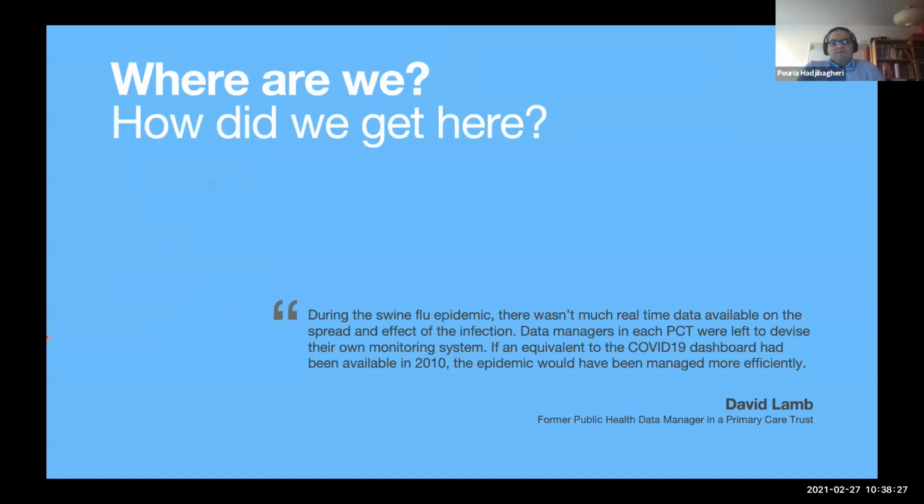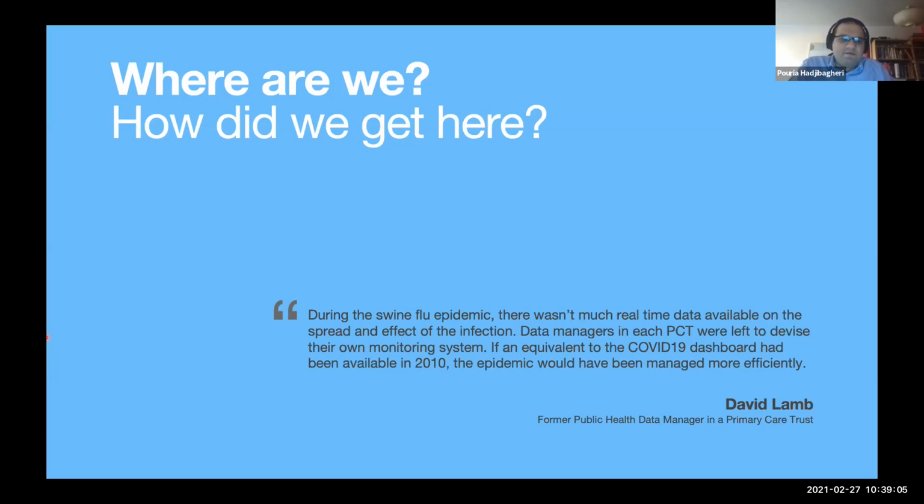So where are we and how did we get here? I'm including a quote here from David, who just introduced me, which I found very interesting in one of our correspondences, and I asked him if I could include it here. This is about the swine flu epidemic, which, at the time, we didn't really have access to real-time or near real-time data. And it was quite difficult for both people and decision makers to make sense of things because the data and the information wasn't really consolidated.